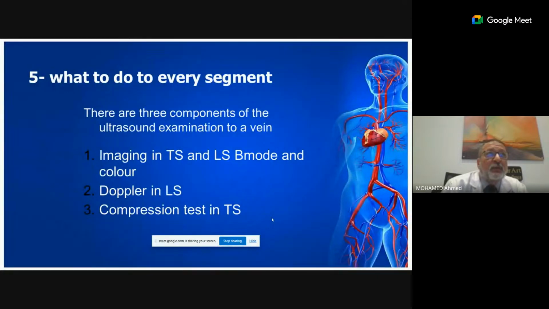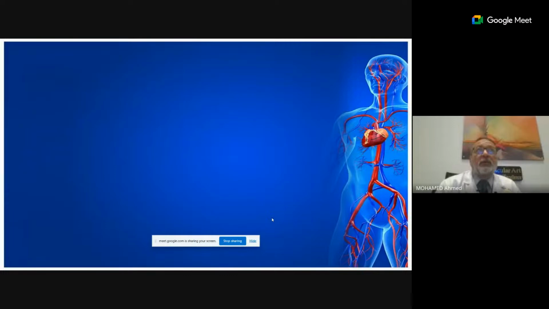Now, what I want you to know for any vein is to do transverse section and longitudinal section using B mode. And this is to see if the vein has a thrombus or not. Then you see the Doppler signal in the vein by longitudinal section. And then you do a compression test. So this is what you need to do for every segment.